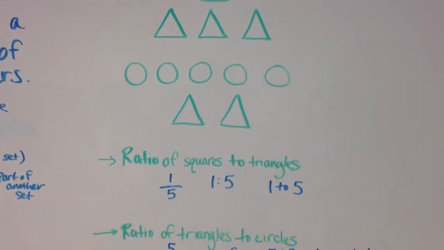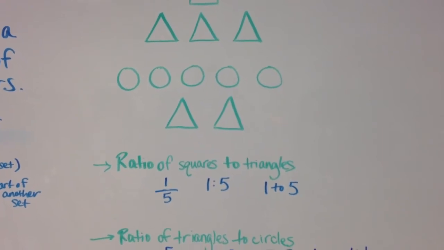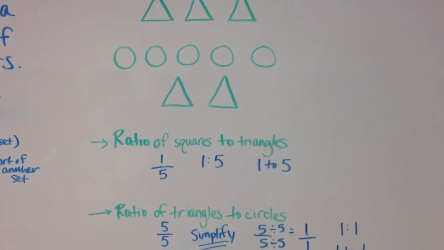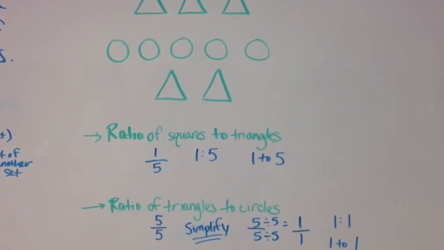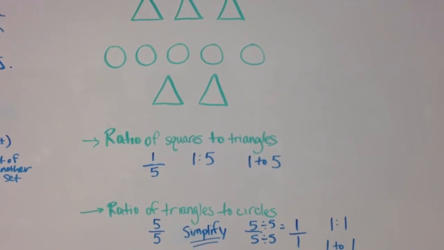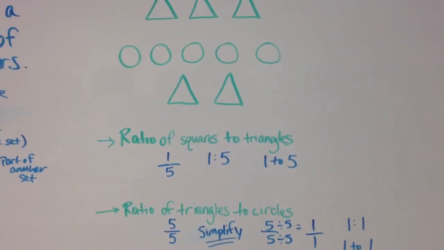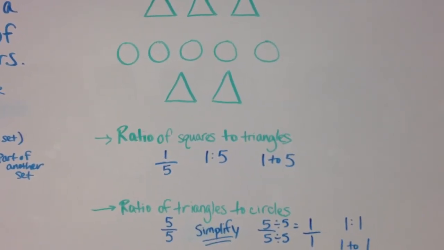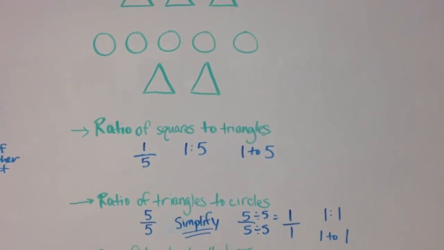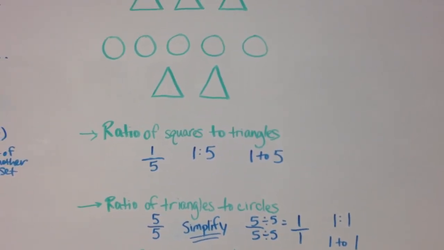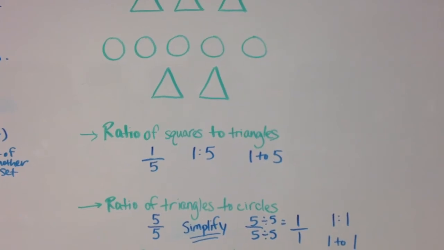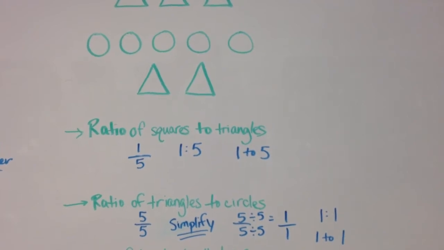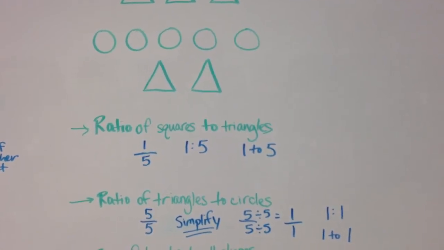I also gave the ratio of triangles to circles. So there are 5 triangles and 5 circles. They're actually the same number. And we have the fraction 5 over 5, which we can simplify. So we can divide both of those by 5, and we simplify to 1 over 1. Now normally we would say that's 1 equal to 1 whole, but in this case we have to have a comparison of two numbers because that's what a ratio is. So we're going to write it as 1 to 1.